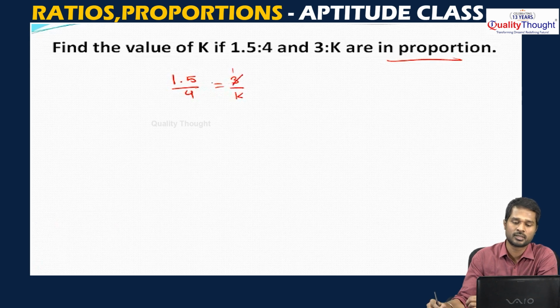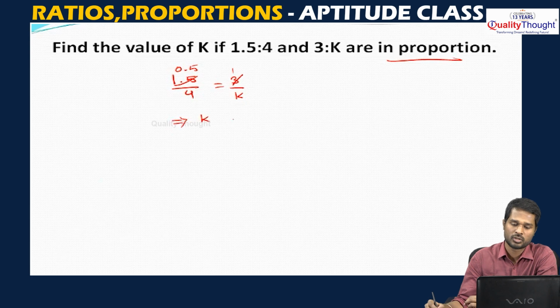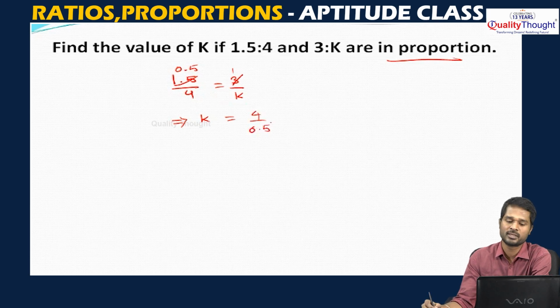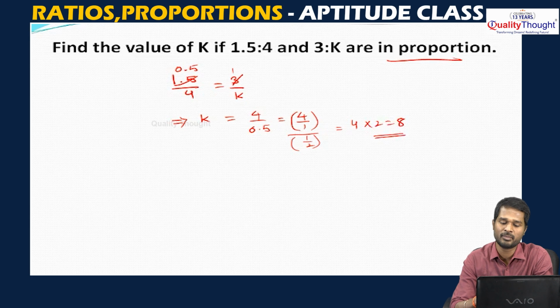So 3 ones are 3, 0.5 times... 3 fives are 15, but keep the decimal point. The value of k is calculated as 4 by 0.5. 4 is written as 4 by 1, and 0.5 you can write as 1 by 2. So 4 by 1, 4 into 2, that is 8. So the value of k will be equal to 8.